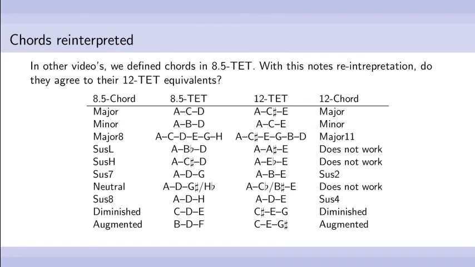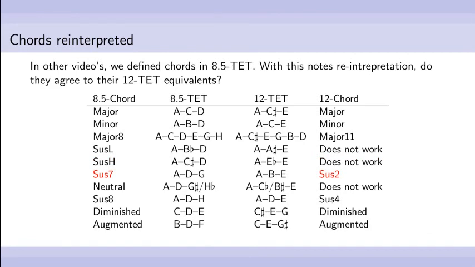In other videos, we define chords in 8.5 TET. With this notes reinterpretation, do they agree to their 12 TET equivalents? Major corresponds to major, minor corresponds to minor, major 8 corresponds to major 11. Suspended low does not work. Suspended high does not work.